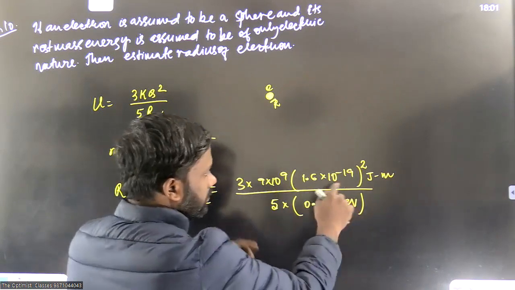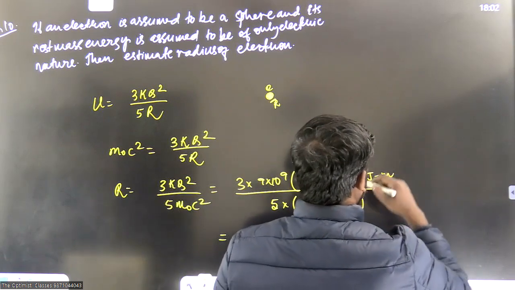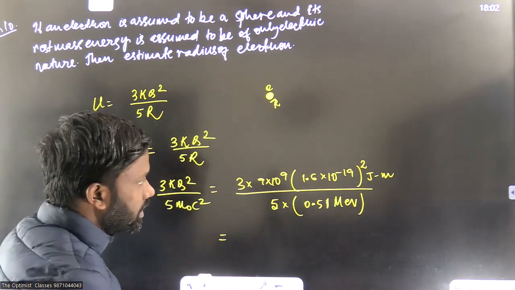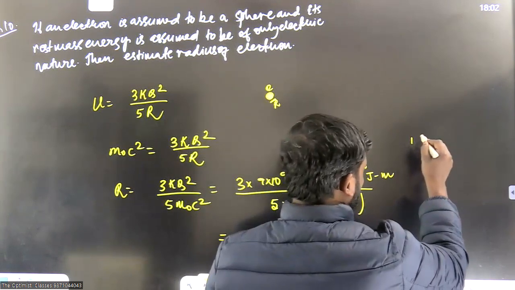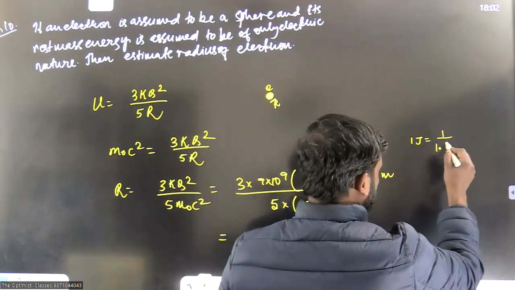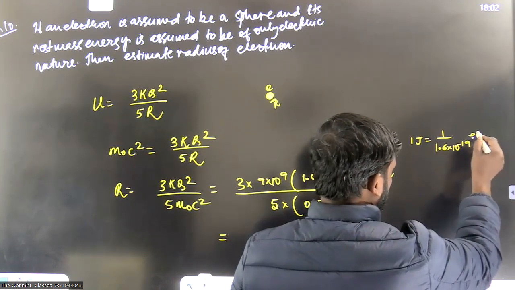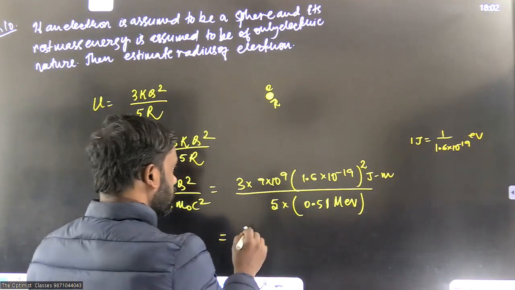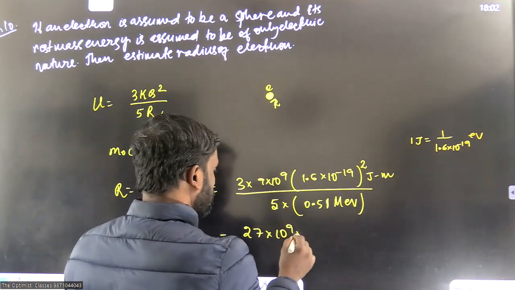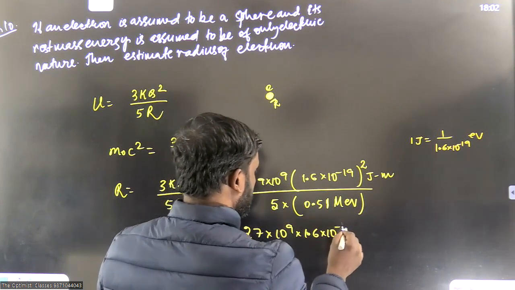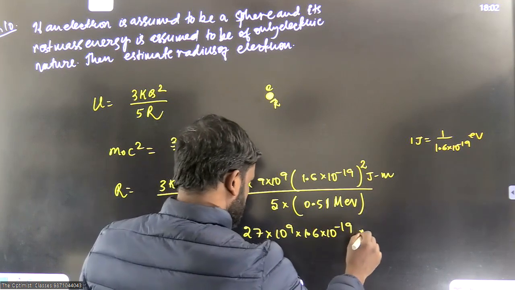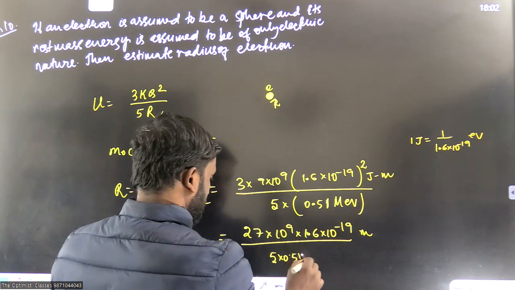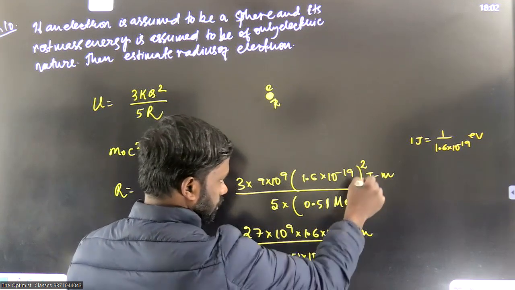So finally, we know that to convert joule into electron volt, we divide it by 1.6 into 10 power minus 19. Okay, so we can write 1 joule is equal to 1 by 1.6 into 10 to the power minus 19 electron volt. So this factor will cancel out and electron volt will also cancel out. So you will get here 27 into 10 to the power 9 into 1.6 into 10 power minus 19. Okay, meter will remain here. And here we get 5 into 0.51, and mega is 10 power 6. Yeah, electron volt got cancelled.